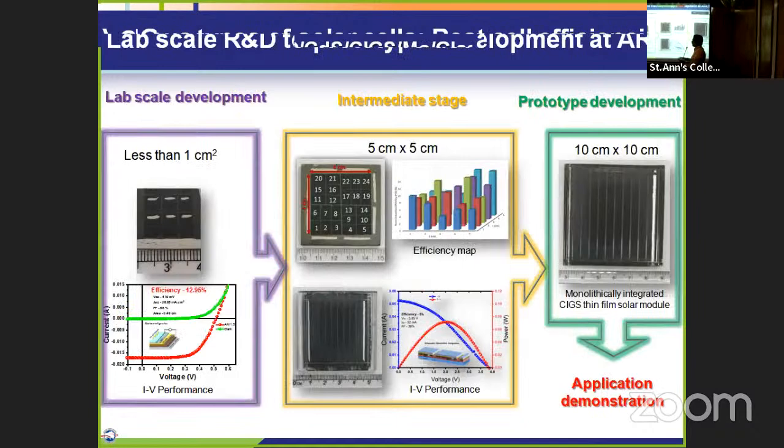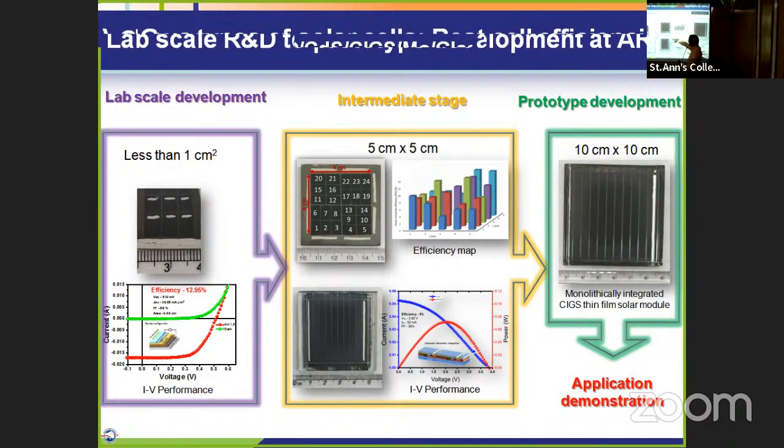So how we have developed this using this line, what we try to do. First we start working on a small area, because for any cell, the minimum area requirement is about a square centimeter. So we started with a very small area, 1 square centimeter. We tried to do a lot of materials development using the pilot line. We optimized so many parameters of all processes, like the sputtering of moly, CIGS, CdS, and zinc oxide, and all.